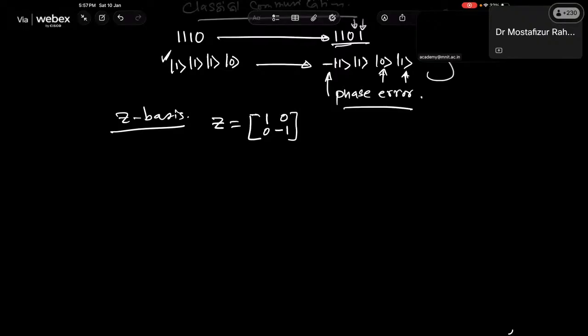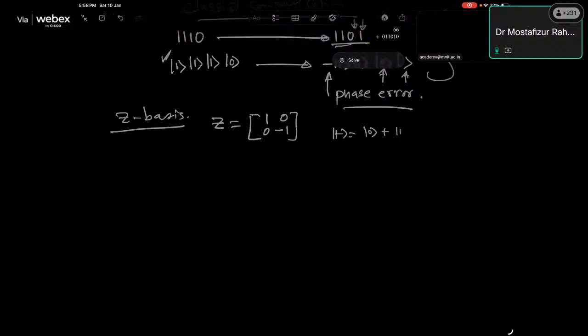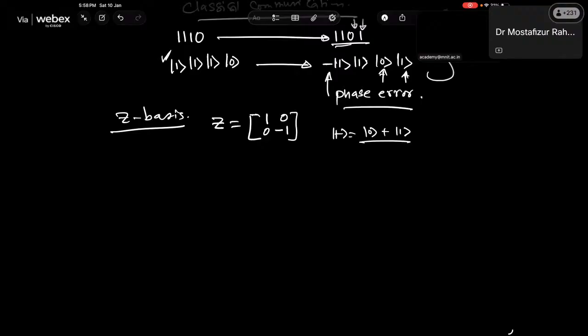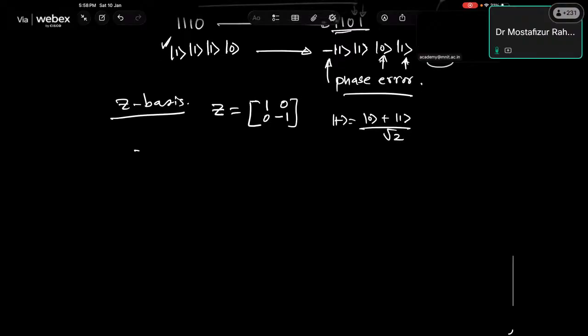And now what is happening? The plus state is basically (0 plus 1) by square root 2. So now if we apply the G operator, the Pauli sigma G operator, you can write it this way. This is G, same thing. On the plus state, you will see this will become minus. Just simply multiply this matrix with this vector, you will get minus, and if you apply it on minus, you will get plus.